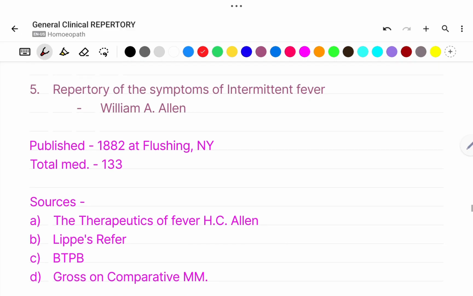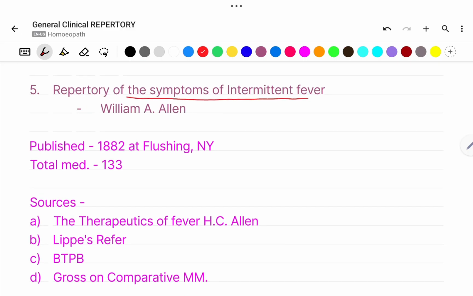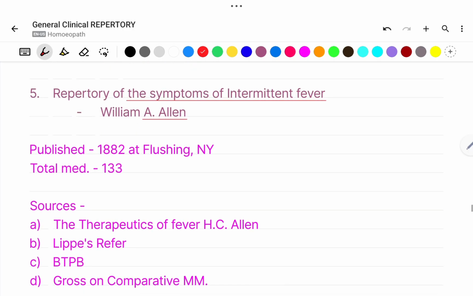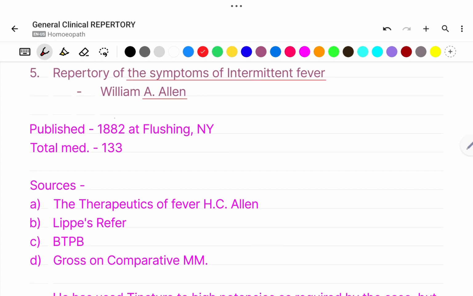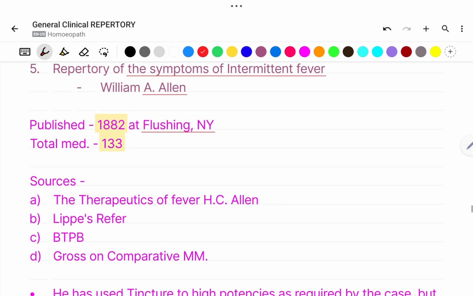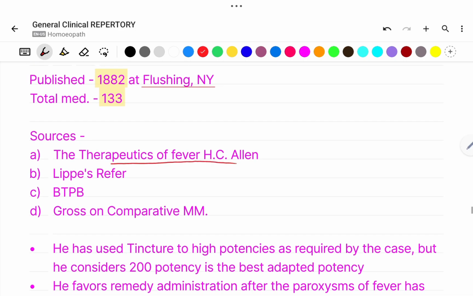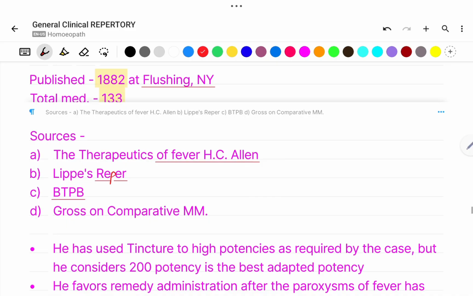Now our next repertory is Repertory of Symptoms of Intermittent Fever by William A. Allen. The above was Therapeutics of Fever, and this is Symptoms of Intermittent Fever. Published in the year 1882 at Flushing, New York. Total number of medicines in this repertory is 133. Sources of this repertory are The Therapeutics of Fever, H.C. Allen, Lippe's Repertory, PTPP, Gross on Comparative Materia Medica.